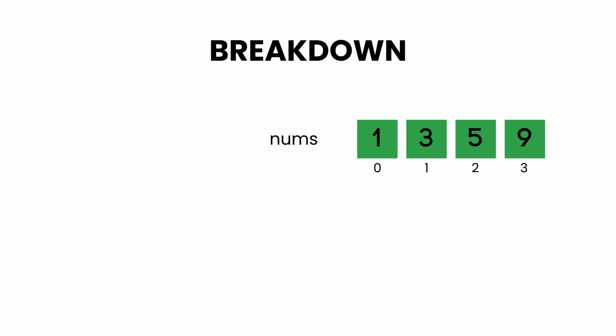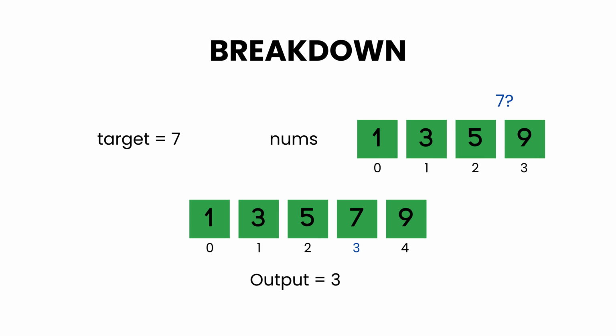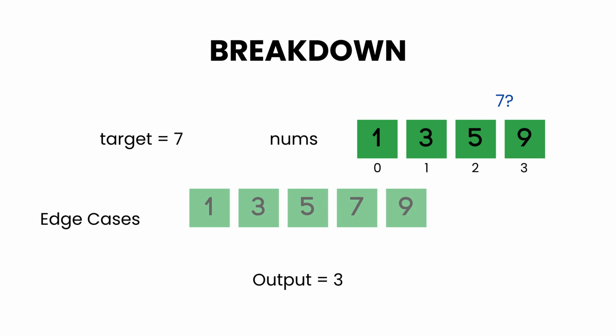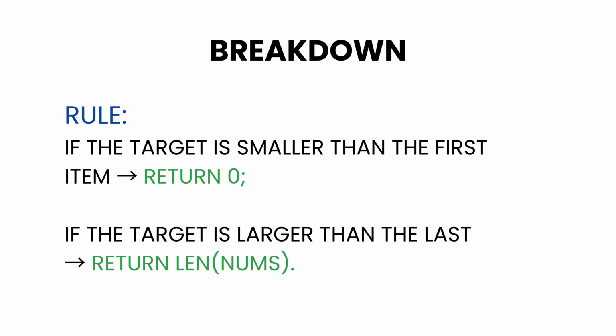Breakdown. We're given a sorted array nums, no duplicates, and a target. If target exists, return its index. If not, return the index where it should be inserted to keep the array sorted. Edge cases. Target smaller than the first item, return 0. Larger than the last, return len(nums).